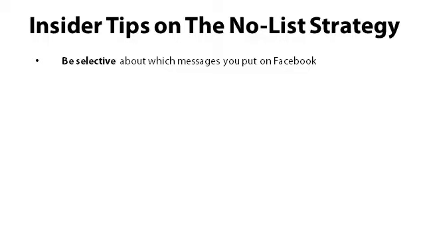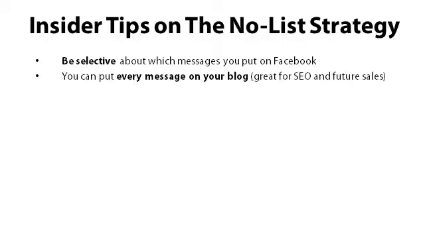Choose the best ones, the ones that you get the best feedback from if you've got an email list already and people are responding to you, or the ones that you just feel are the best stories. Next, you can put every message on your blog. So if you've got a blog, you can put every single message on your blog, and I strongly recommend that you do that because it's great for SEO.